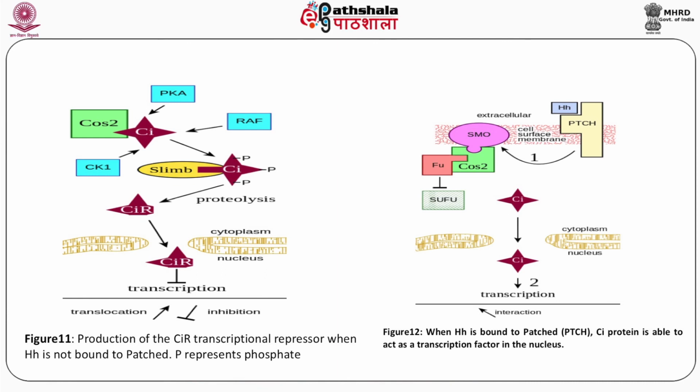to patched, the smoothened protein becomes activated by alteration of patched protein shape. A smoothened protein releases the CI protein from the microtubules by adding more phosphate to the COS2 and fused proteins and inactivates the cleavage proteins PKA and SLIMB. This prevents the cleavage of CI protein. The intact CI protein can now enter the nucleus and bind a CBP protein, where it acts as a transcriptional activator of the same genes it used to repress.